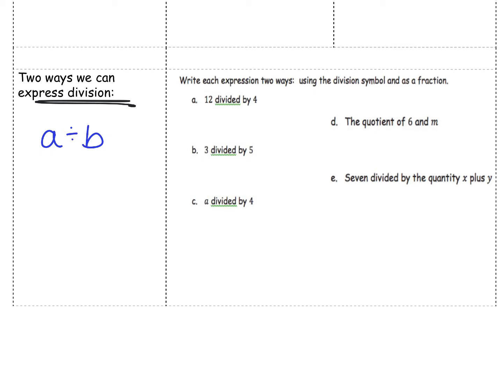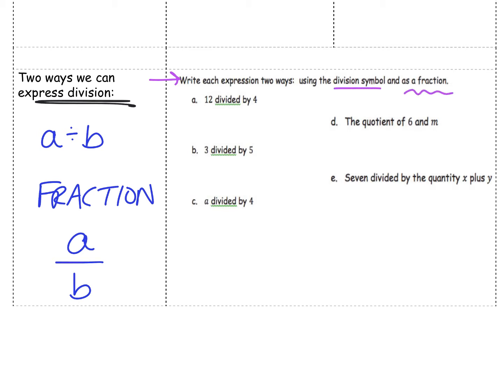But once we get to 6th grade, we don't generally use a division symbol anymore. We use a fraction. Okay, first number always goes on top. Second number always goes on the bottom. So it would be A divided by B. Sometimes we might read it as A over B, but no, that's really a division symbol. And so now the question we need to answer is stated here. Write each expression 2 ways using our division symbol and our fraction.